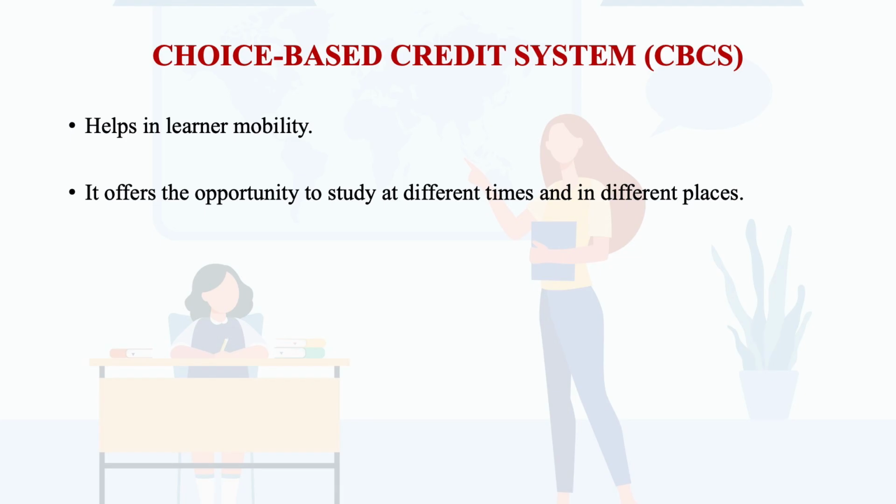Okay, that means the credit that they have earned in one institute, the same credit will be transferred to another institution, and the rest of the courses a learner can pursue in another institution. And further, we can say that it offers the opportunity to study at different times and in different places. So one learner can study a few courses in one institution and a few courses in another institution at the same time. Such flexibility, such learner autonomy, such learner mobility is given in the choice based credit system, and this is a new trend so far as assessment and evaluation is concerned.